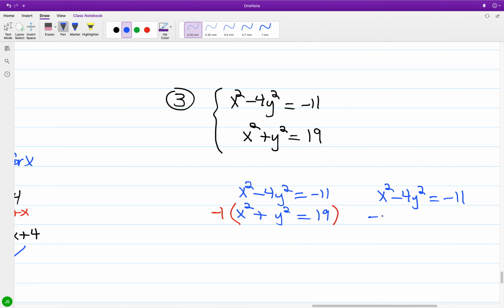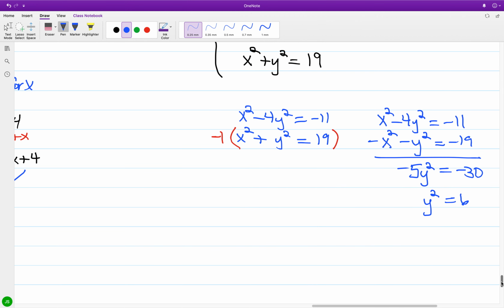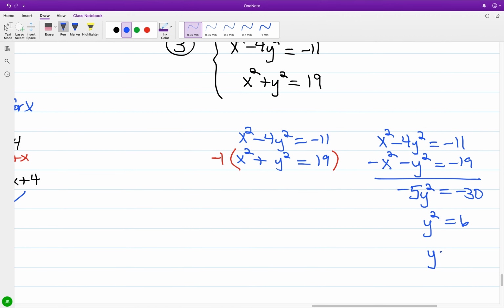Then, taking the opposite sign of the second equation, we have negative x squared minus y squared is equal to negative 19. Combining, x squared and negative x squared go out. Negative 4y squared plus negative y squared becomes negative 5y squared. Negative 11 plus negative 19 comes out to negative 30. With division, y squared is equal to 6, so y is equal to plus or minus the square root of 6. So you have two solutions in y.